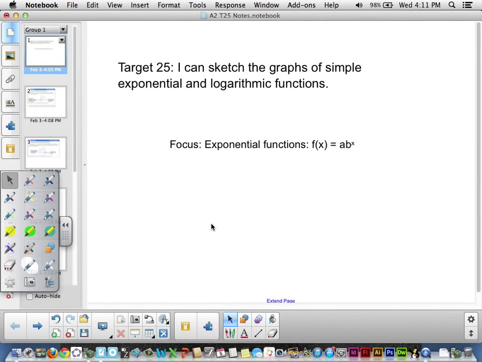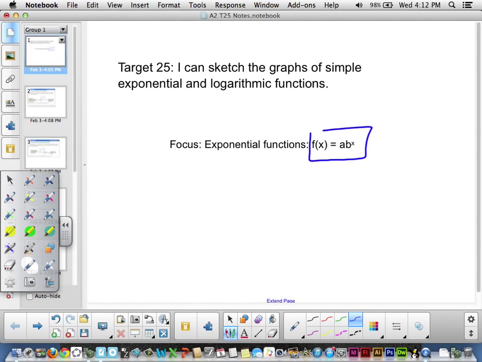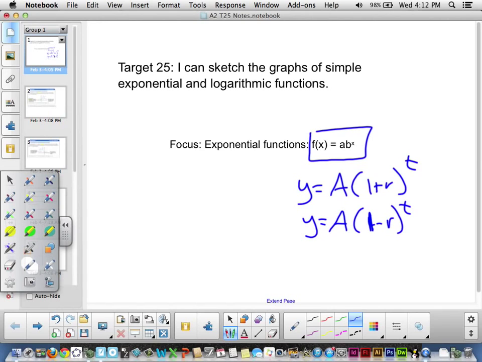Algebra 2, Target 25. I can sketch the graphs of simple exponential and logarithmic functions. Today we're going to focus on the exponential functions, exponential growth and decay. You may remember y equals a times (1 plus r) to the t, y equals a times (1 minus r) to the t. Those are the types of functions we're going to graph today, and they're going to follow the growth and decay models that we've had before.